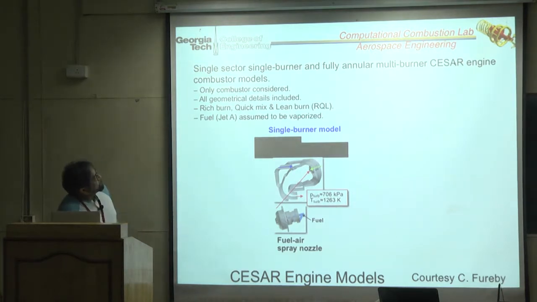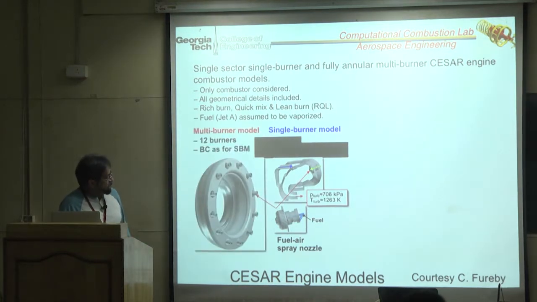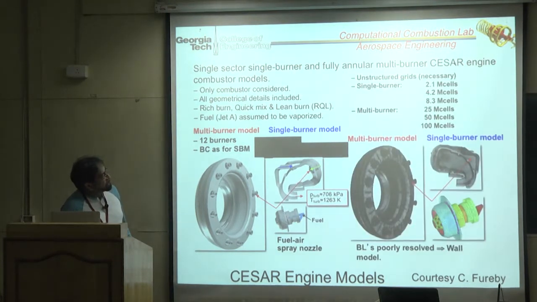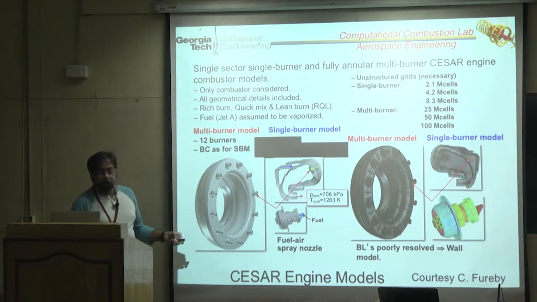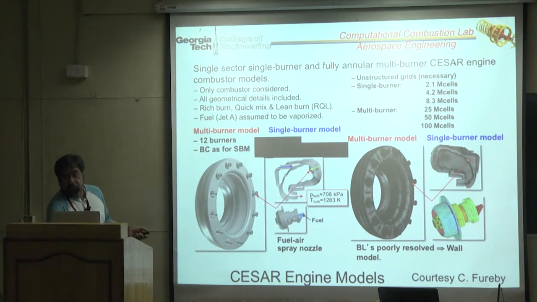Here's another example of what he did, a helicopter engine called the Caesar engine. These are all European designs, so we don't get them in the US. It has multiple burners again, and this was supposed to be liquid fueled, but he assumed it to be vaporized, so non-premixed. The previous one was premixed. This is non-premixed. There were 12 burners, and the idea was to see whether he could mimic it. So he went from 2 million to 8 million for a single burner, and 25 to 100 million for the multi-burner, which is not that great, because 12 times 8 is basically double. He put the same amount of grid. So he still thinks the flames were not resolved properly.